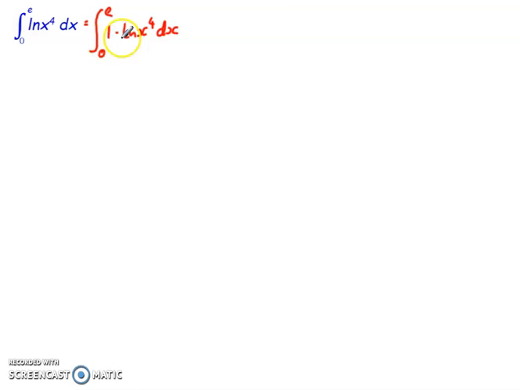Because what that then means is I will assign v dashed to be equal to 1, which means my v equals x, and I'll assign my u to be equal to ln x to the power of 4, which means that my u dashed is equal to 1 over x to the power of 4 times 4x cubed, which will then give me 4 over x.